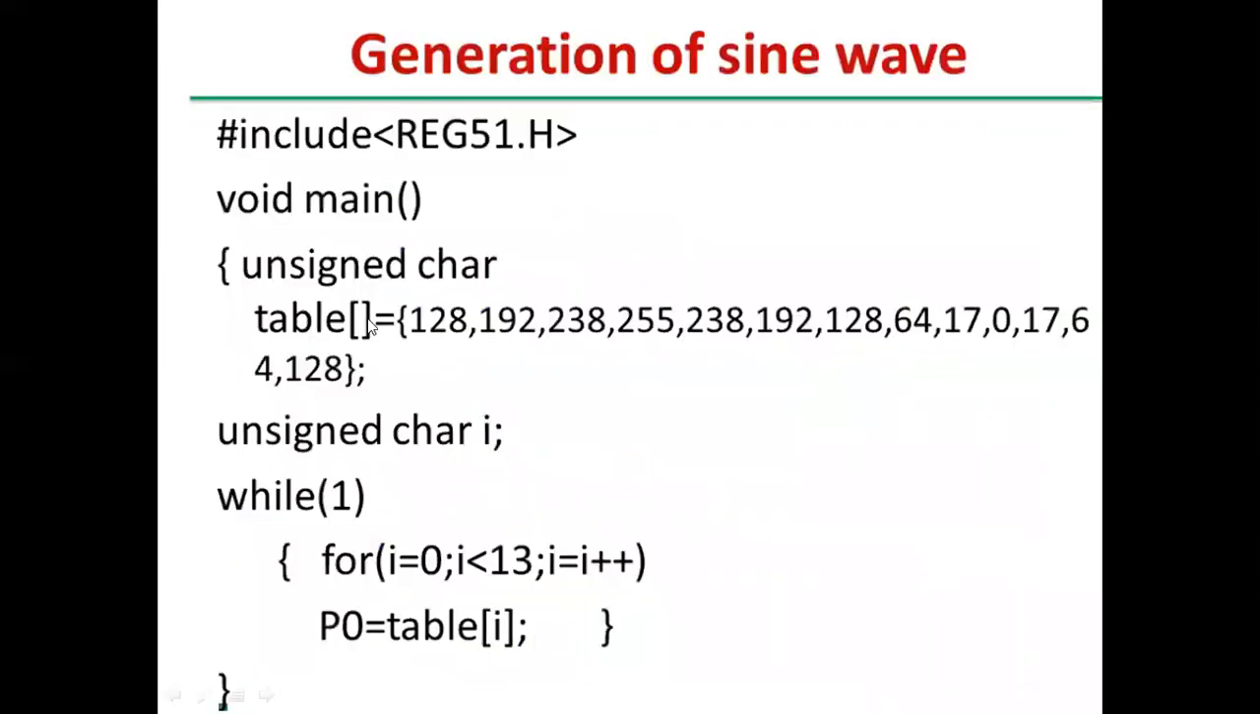You can generate the sine wave by using the DAC. This is the programming: header file, main function. Here you are using the array concept. You are initializing 13 values to the table. You are initializing one variable and an infinite loop. For I equal to 0, I less than 13, I plus plus, each and every value present in the table of I, you are sending to port 0.